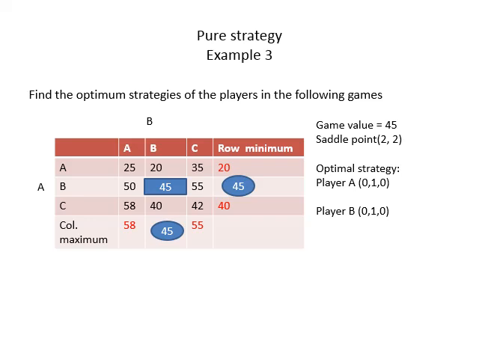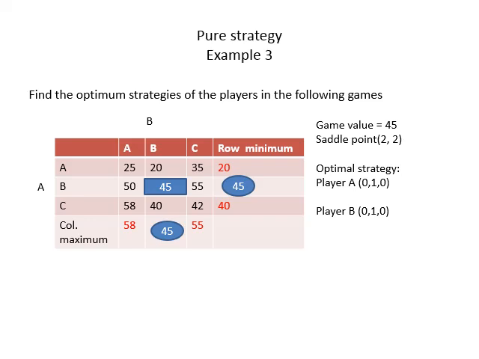Example 3. Find the optimum strategies of the players in the following games. Player A has 3 strategies. Player B also has 3 strategies, A, B, C.